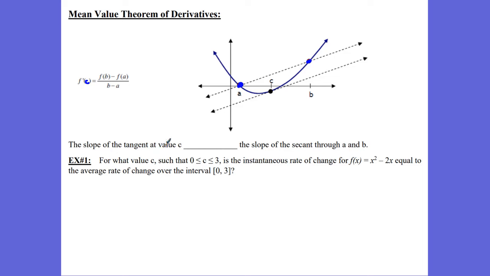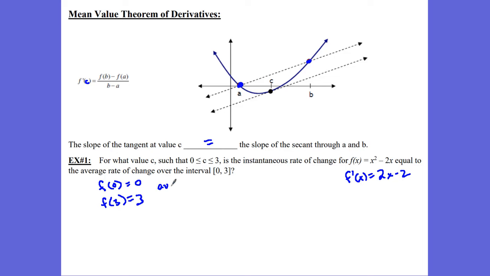The slope of the tangent at c is going to be equal to the slope of the secant through a and b. So here's our problem. We want to know when the instantaneous rate of change, that's where f prime of x is equal to 2x minus 2. When is that equal to the average rate of change? So how do I find my average rate of change? I'm going to take a look at f of 0. So I plug in 0 squared minus 2 times 0. That's 0. I'm going to plug in 3. 3 squared minus 2 times 3. That ends up being 3.